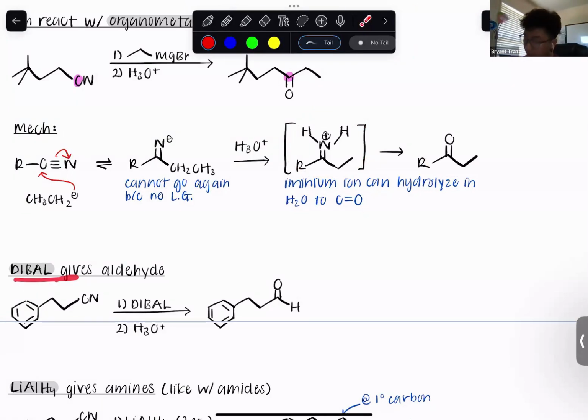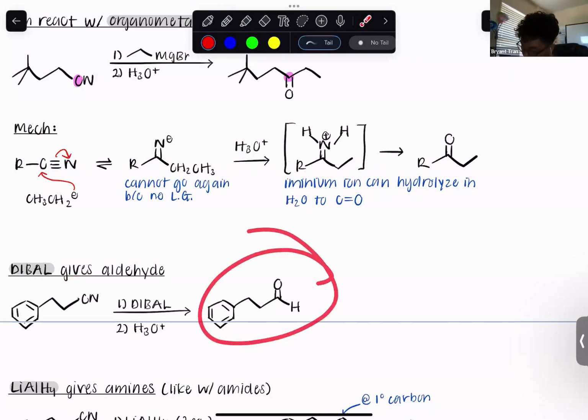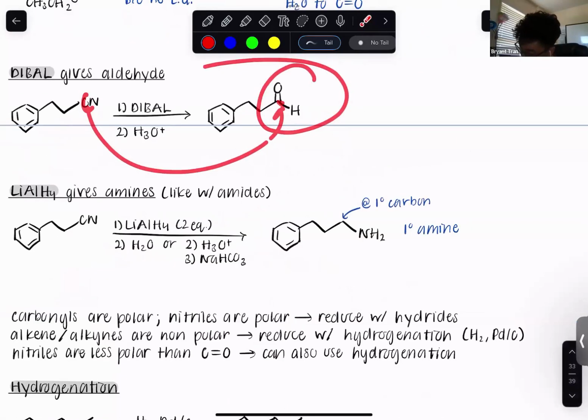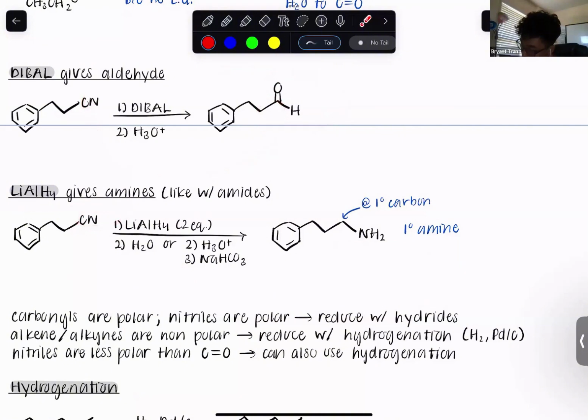Okay, and like I said earlier, DIBAL reduces esters, amides, and nitriles into aldehydes. This is a nitrile. We use DIBAL. This nitrile carbon becomes this aldehyde carbon right there. Now, when we use lithium aluminum hydride, we reduce the nitrile into the amine right there. And be careful, this carbon of the nitrile here is still there, right? So we see 1, 2, 3 carbons coming out of the ring. That's 1, 2, 3 carbons coming out of the ring like that.